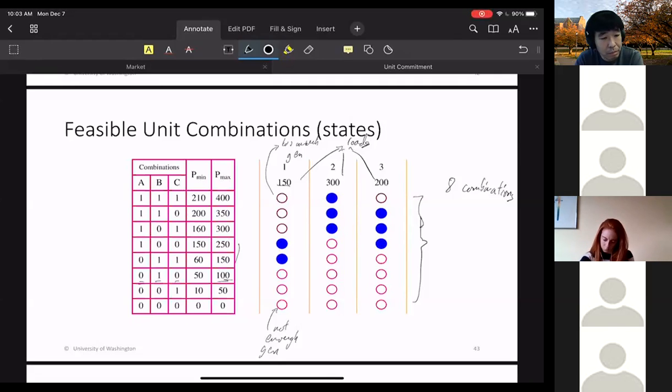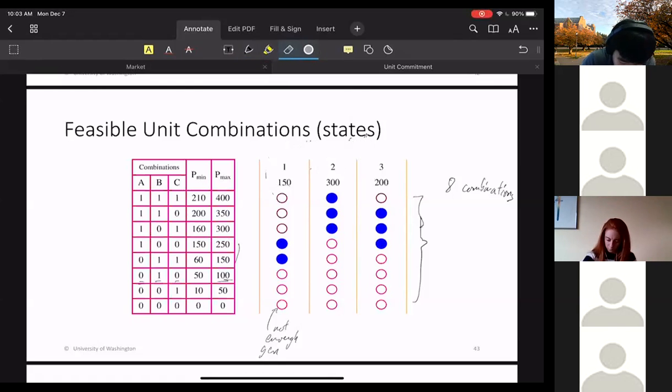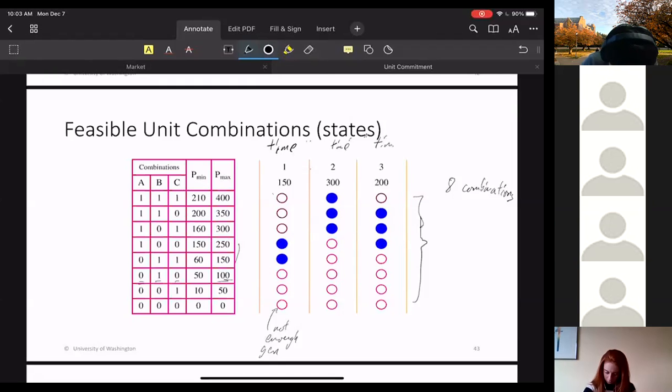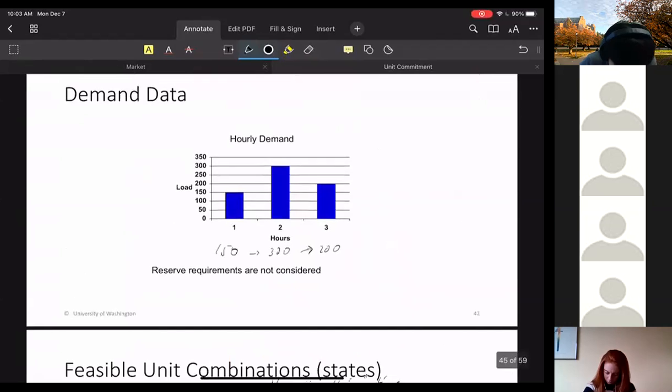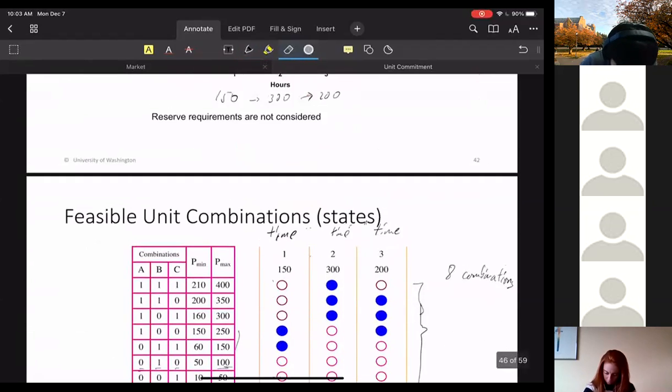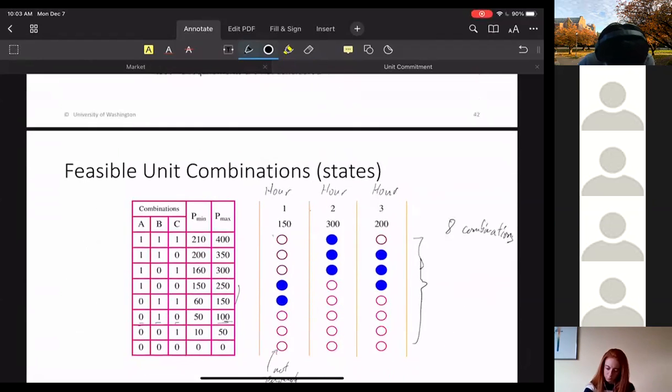No. Blue dots do not mean on and off. Let's be clear about this. These are the time periods: time 1, time 2, time 3. Remember our load. We have 3 hours: hour 1, hour 2, and hour 3. So 101 is here. 101 means generator A is on, B is off, C is on.